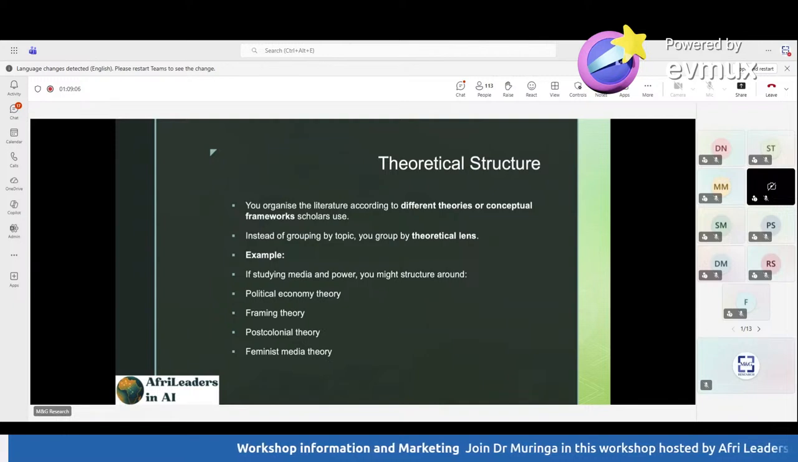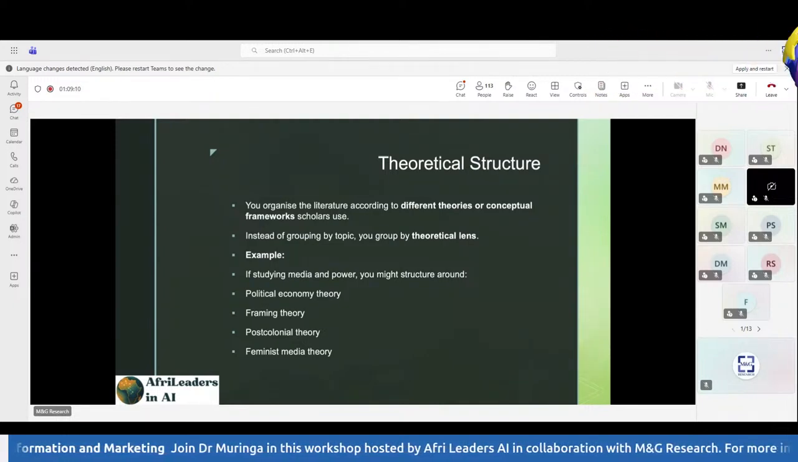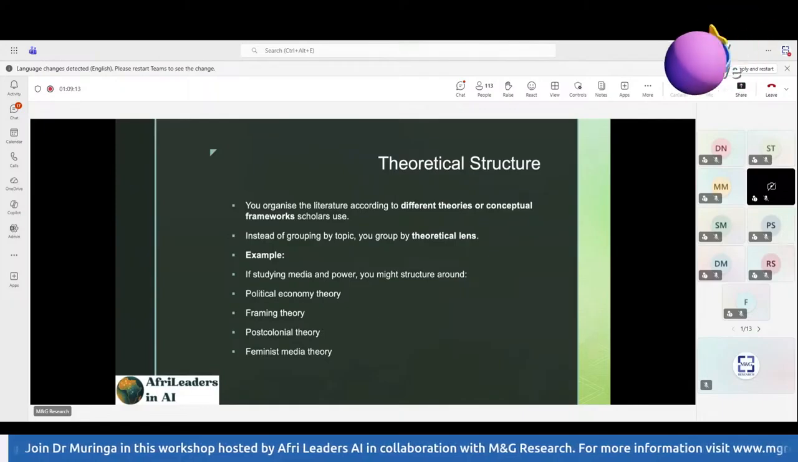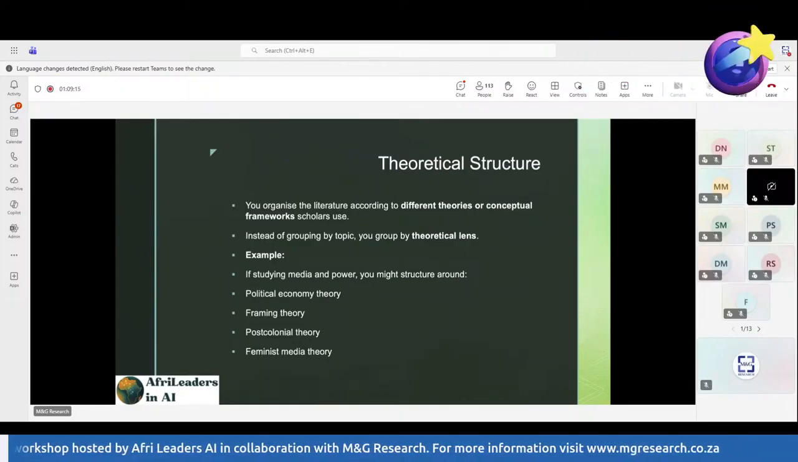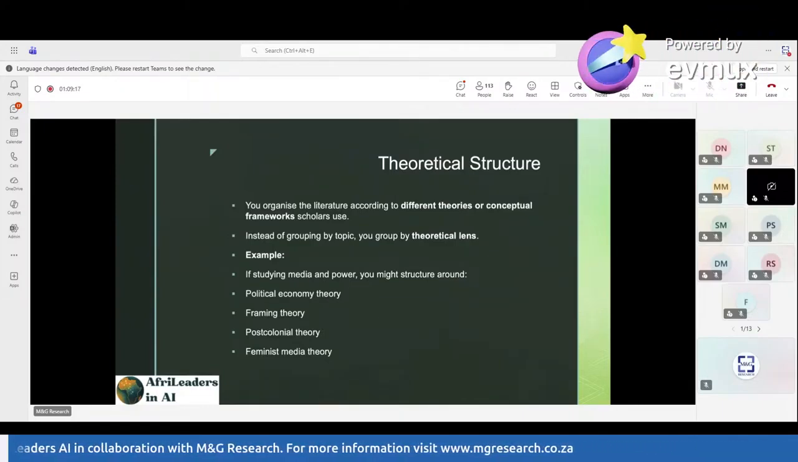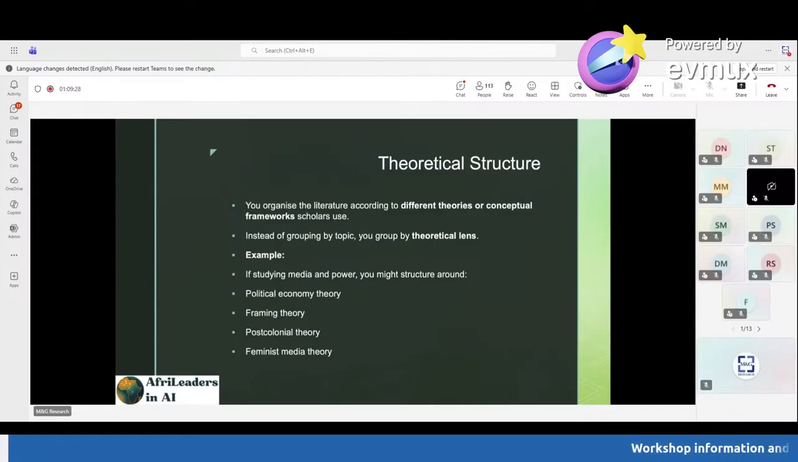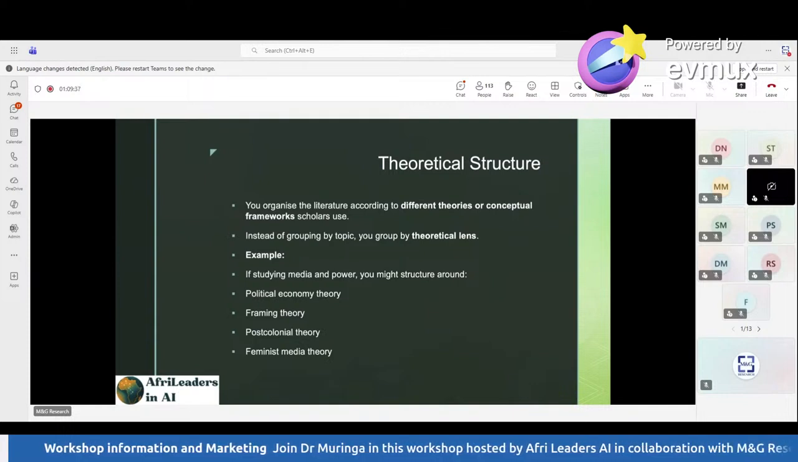Right. So there is another one, the theoretical literature review. I love this one so much. And when you are in journal publications, I think you'd find that most reviewers and editors actually prefer the theoretical literature review. In this case, when you're doing a theoretical review, you're organizing the literature according to the different theories or conceptual frameworks scholars use, right? So instead of grouping by topic, you group by theoretical lenses, right?